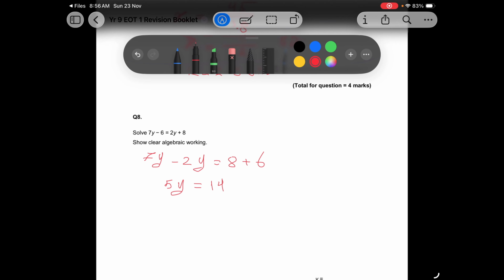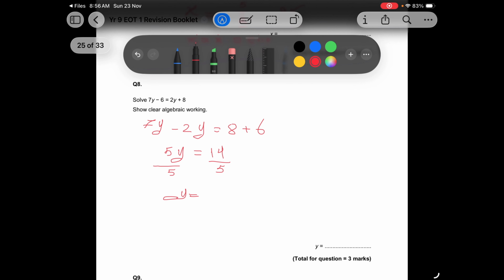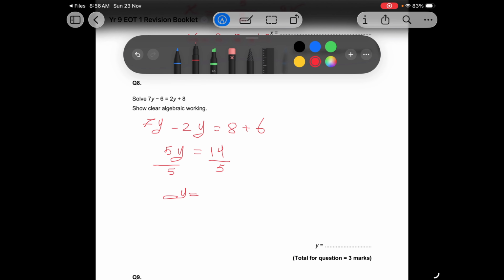I can divide by 5 by 5, of course, then y will be 14 over 5. And what is 14 over 5? It's 2.8, or keep it like this. 14 over 5 is nice, or you can make it like this. Y equals, also by calculator in decimals, it's fine. It will be 2.8.